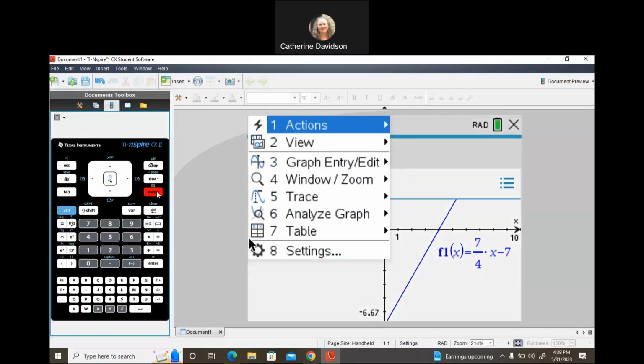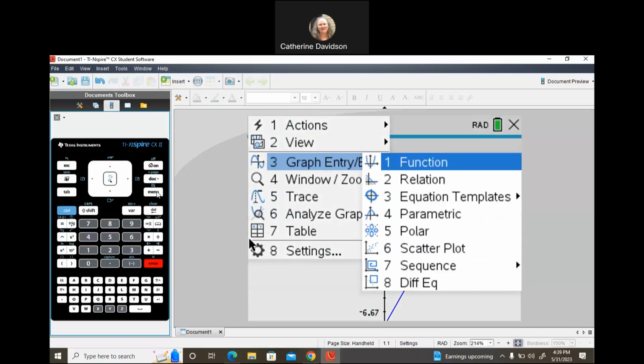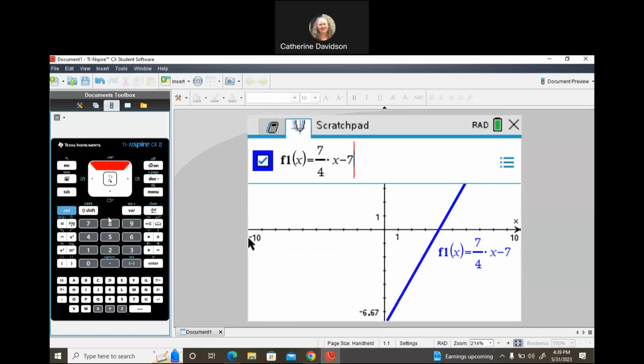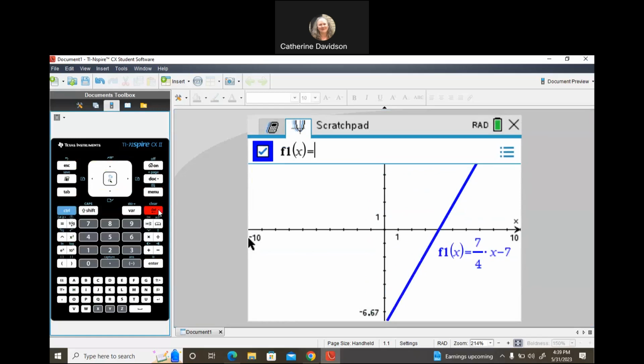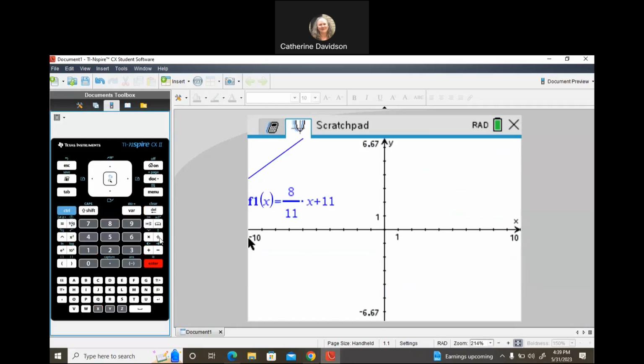You just hit Menu, Graph Entry, and then select Function. Okay. Arrow up, hit Control Delete. It will only delete the equation. So Control, division symbol, 8 over 11. Arrow to the right, put in X plus 11. And then hit Enter. Now it's up on the top left.